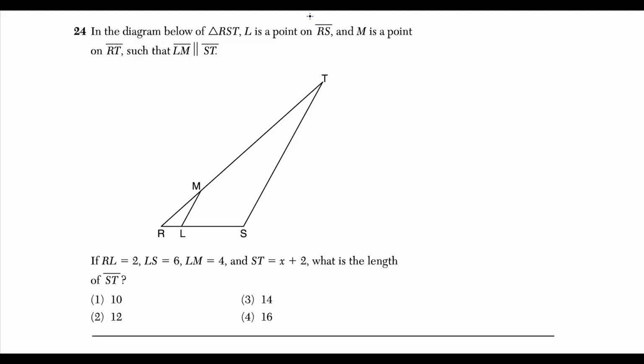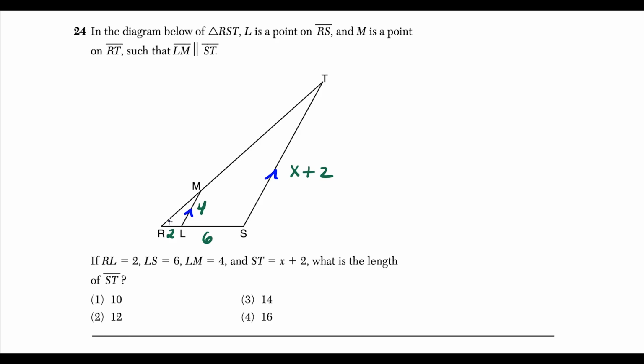So this question here is a similar triangles question, and we're given the value of RL, which is 2 units long, LS is 6 units long, and then we have LM is 4 units long, and then ST is x plus 2 units long, and we want to know the length of ST. But some important information we were given here is that LM is parallel to ST.